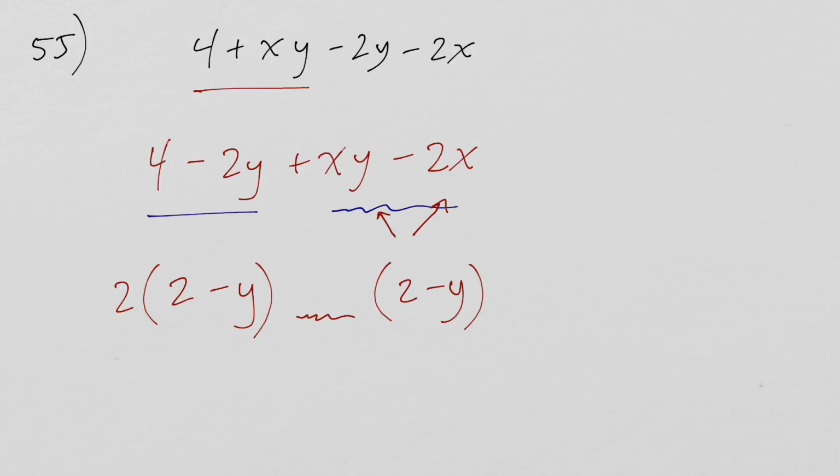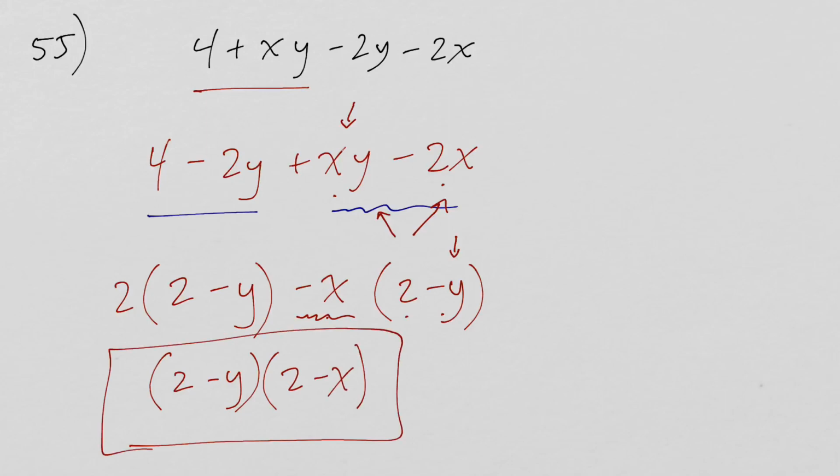That's okay. To get to a positive xy, I need to multiply by a negative x. And when I multiply negative x times 2, I get negative 2x. That works. When I multiply negative x times negative y, I get a positive xy, and that works. So now I can see I have a 2 minus y common, and I'm leaving behind a 2 minus x.